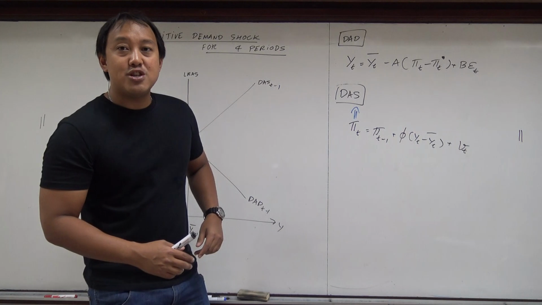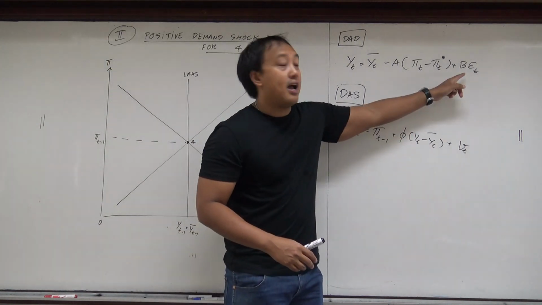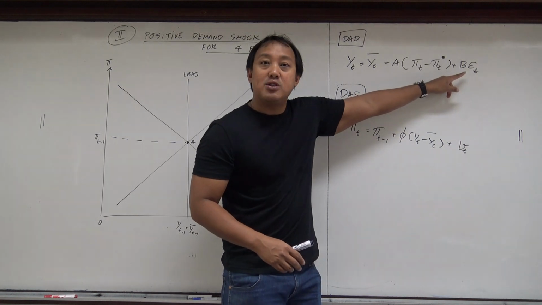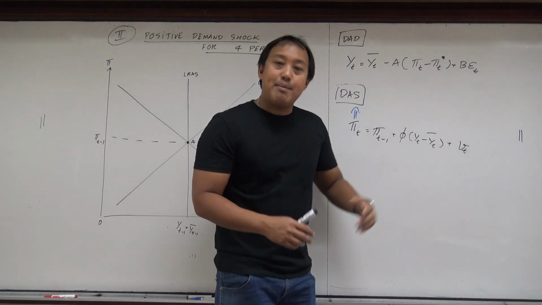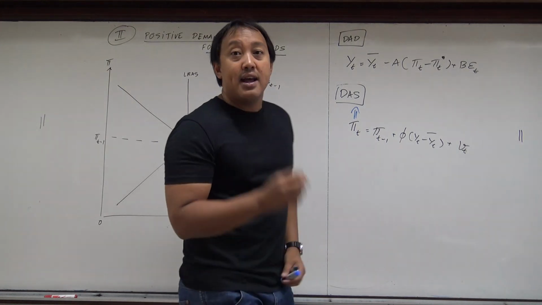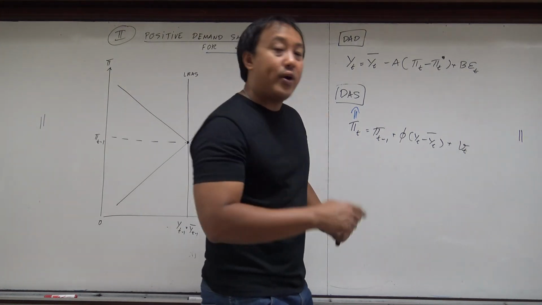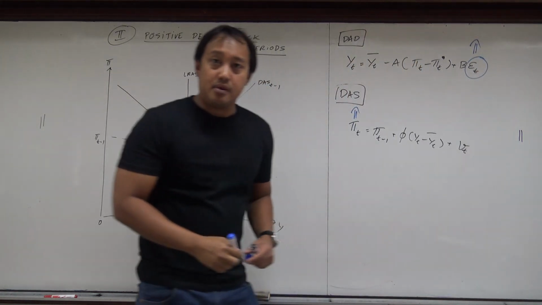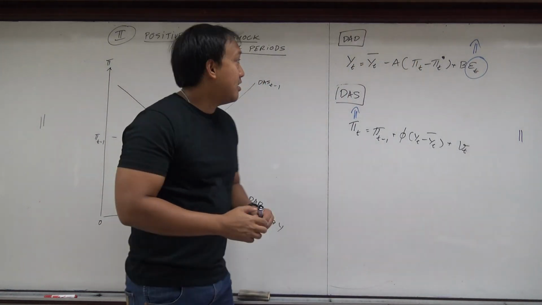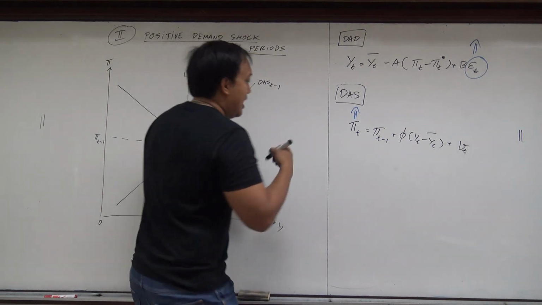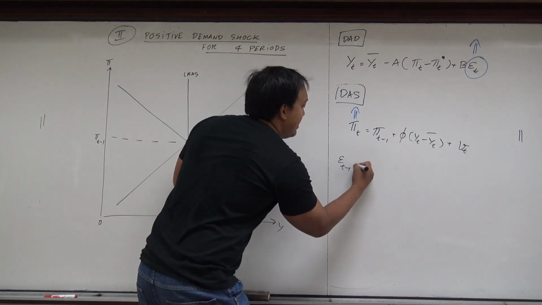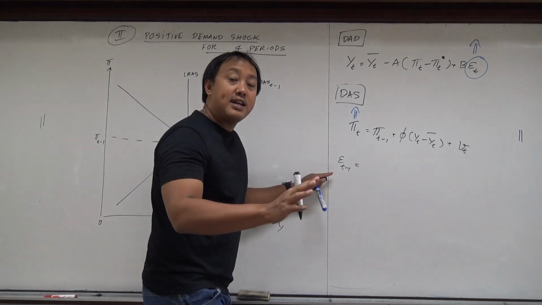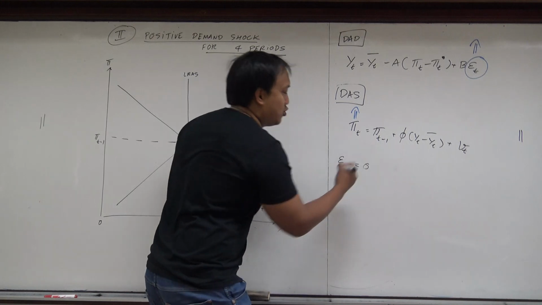Where is the positive demand shock? It is here: epsilon, the demand shock. When you have a positive demand shock, it means that the value of epsilon is increasing. Think about epsilon at time t minus 1. Yesterday, no holiday. Yesterday was a working day, for example, no shock. So epsilon t minus 1 equals 0.